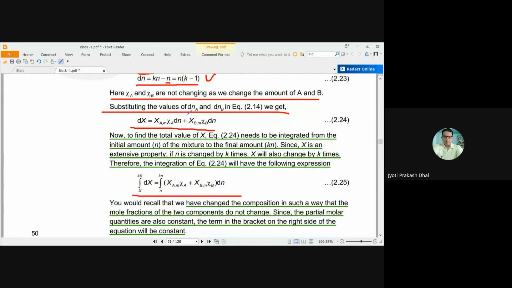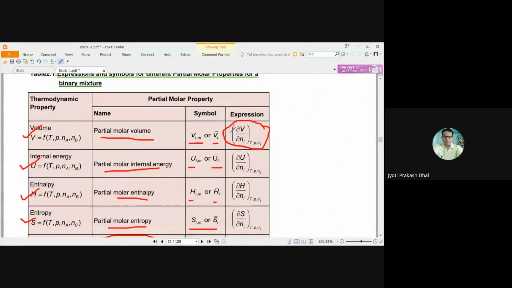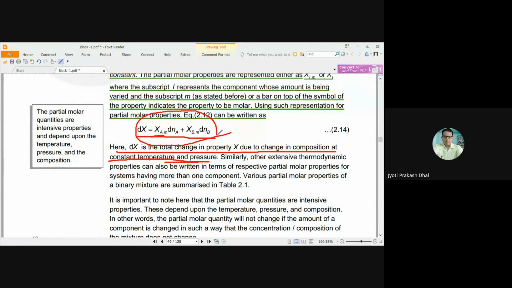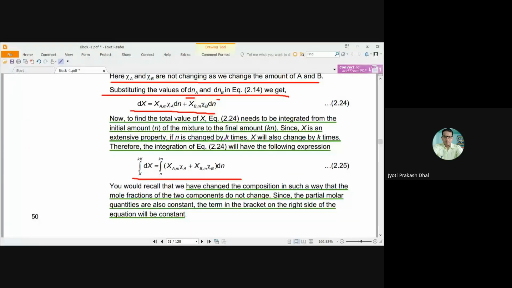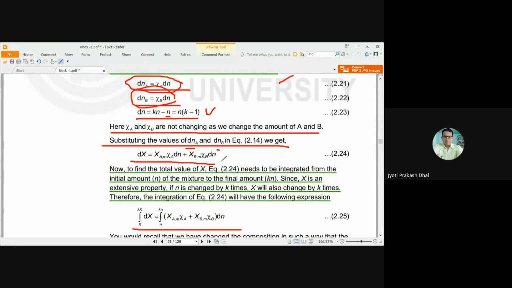Now substituting the values of dNa and dNb in the previous equation 2.14, we can write dX equals X_A-bar Chi A dN plus X_B-bar Chi B dN. So that is equation 2.24.